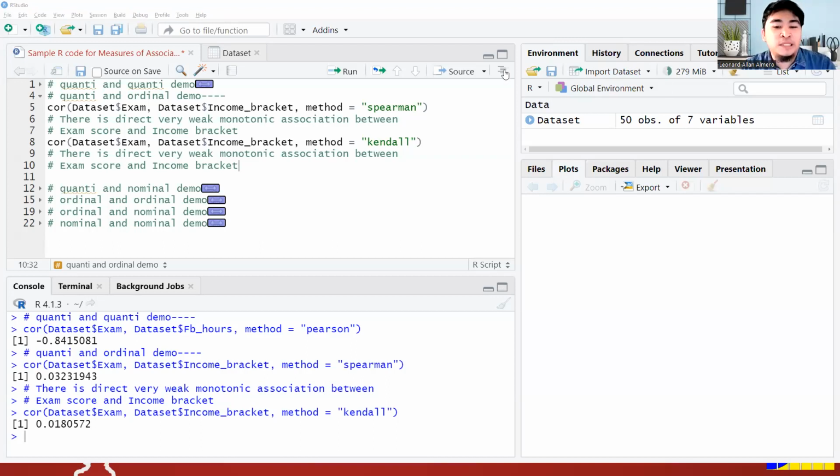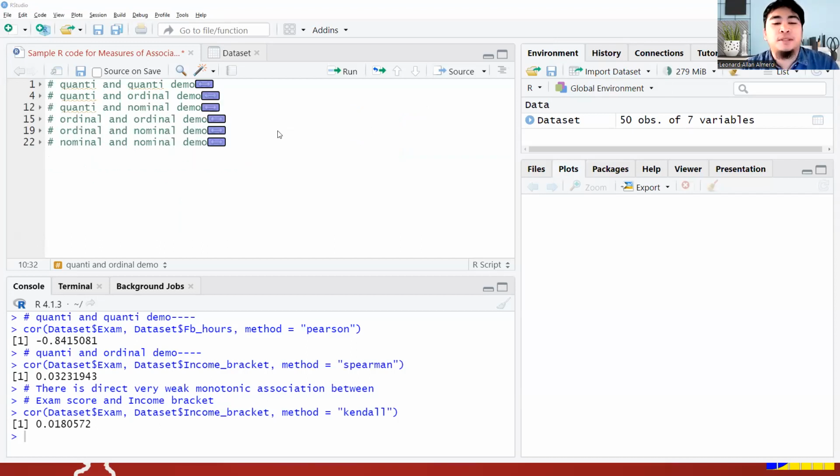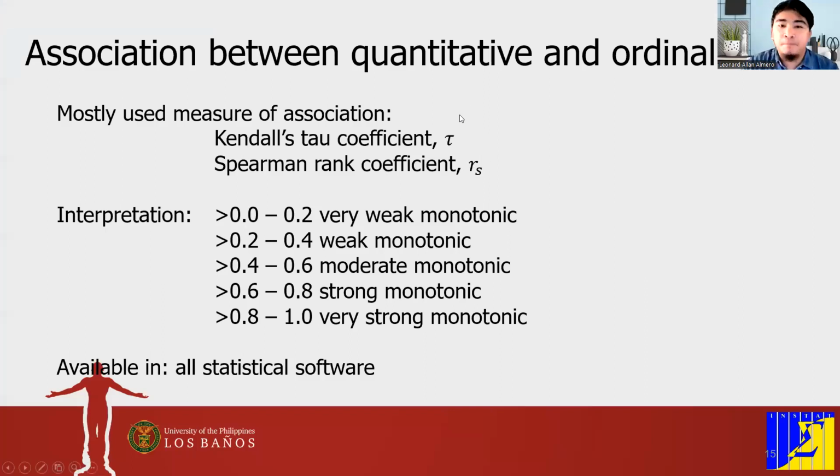Meron po? Wala? Okay. So, I will assume na clear po. So, I'll go back to my PowerPoint.